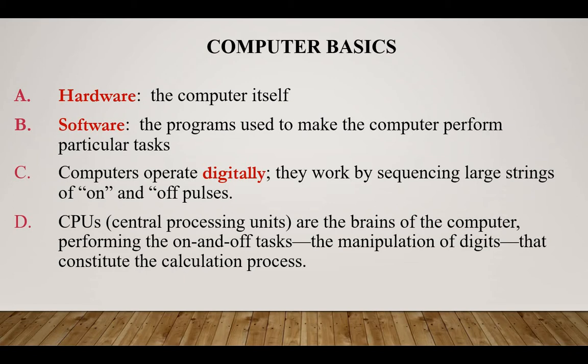CPUs, central processing units, these are the brains of the computer. They perform the on and off tasks. It's the manipulation of digits that makes the calculations, all of those sorts of things. That's what the CPU does. It's the mind of the computer that makes the computer do all the things that we hope that it will do with a certain amount of competence.